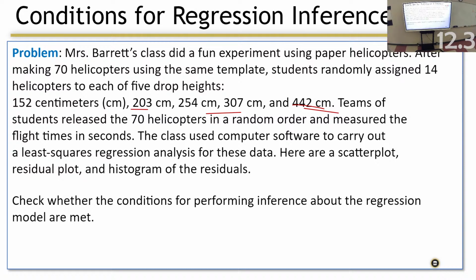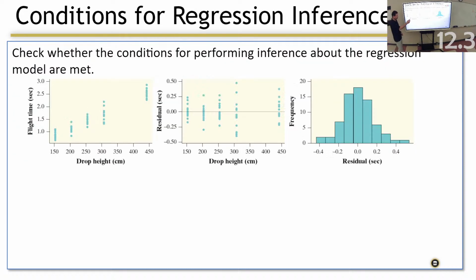Check if the conditions have been met. So here's a scatter plot. Looks linear. The residuals all are somewhat equidistant from the line. There's no pattern in the residuals. So L, it looks like a line. I, each one's independent of the previous one. N, what was N? Normal. The residuals look normal. We want the equidistance from each other. E, equal spread. And R, we got a random sample.